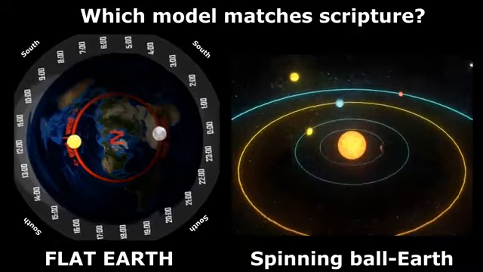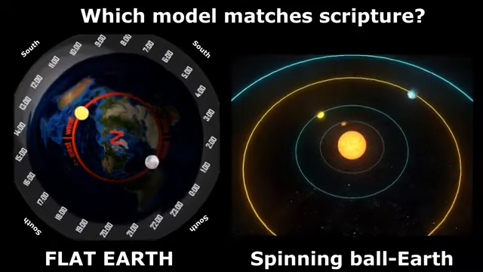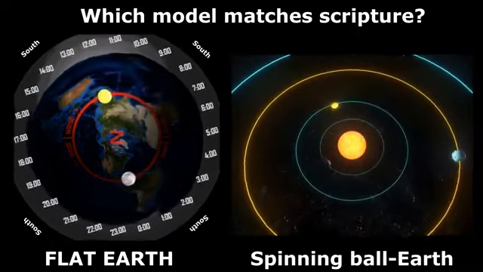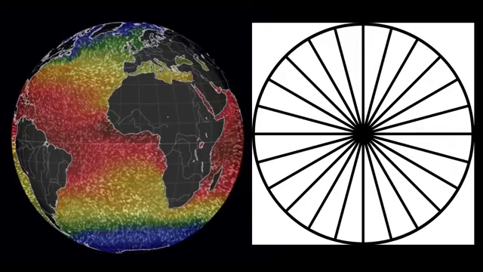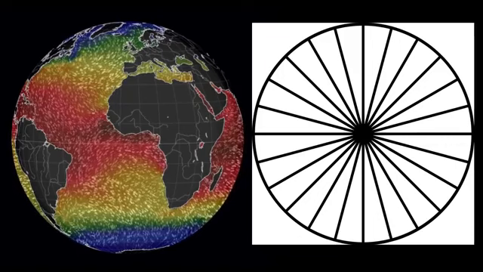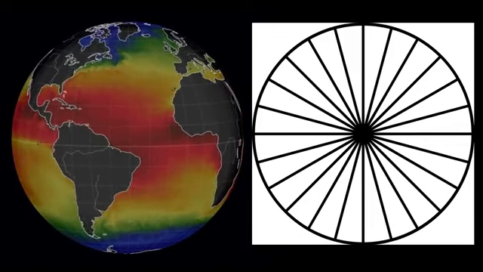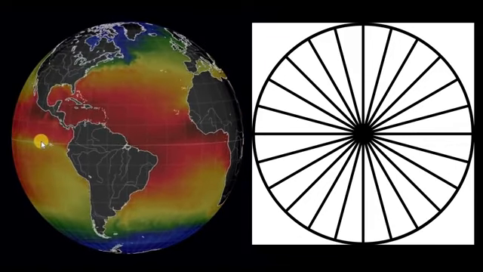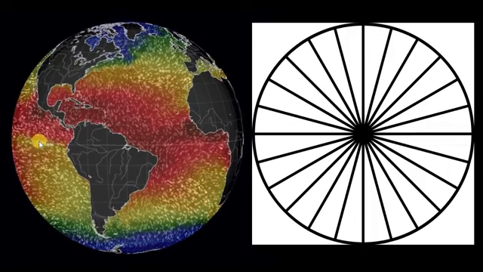So, which model matches common sense? Which model matches observation and scriptures? I have pointed out that the equatorial region on the globe should have a different pattern due to the fact Earth has a 23.5 degrees tilt.